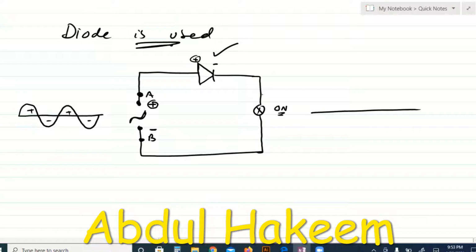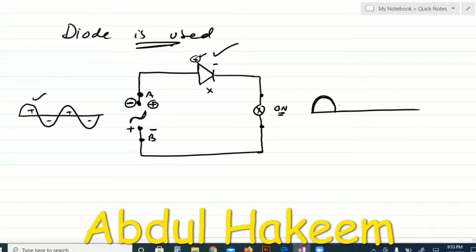When a CRO is connected across the lamp, we can get this voltage. Suppose this one. But for the next instant, due to the alternating supply, this side becomes negative, this side becomes positive. So when the negative of the battery is connected with the positive side of the diode, this is reverse bias. It stops the current, no conduction.